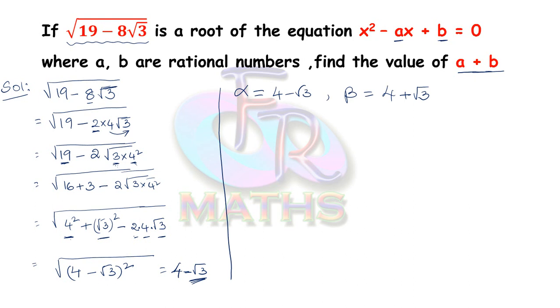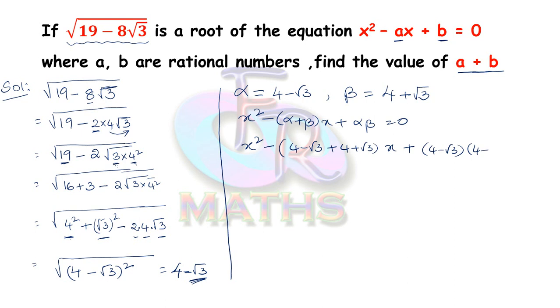If you know both the roots, then I can directly write down the quadratic equation, right? The formula for writing the quadratic equation is x square minus (alpha plus beta) into x plus alpha beta is equal to 0. When I substitute the values of alpha and beta, I am going to have x square minus (4 minus root 3 plus 4 plus root 3) into x plus alpha into beta, that is 4 minus root 3 into 4 plus root 3, is equal to 0.